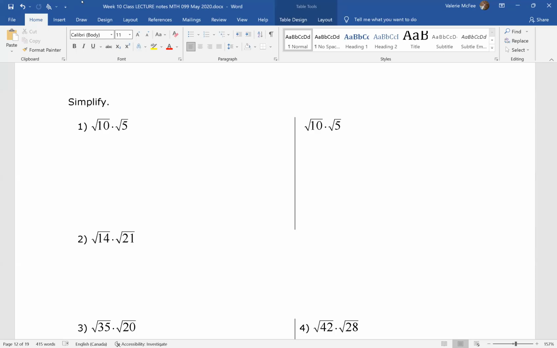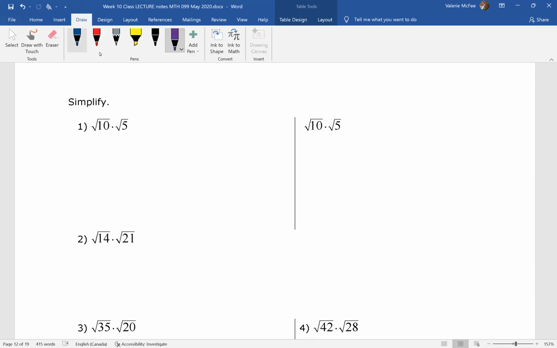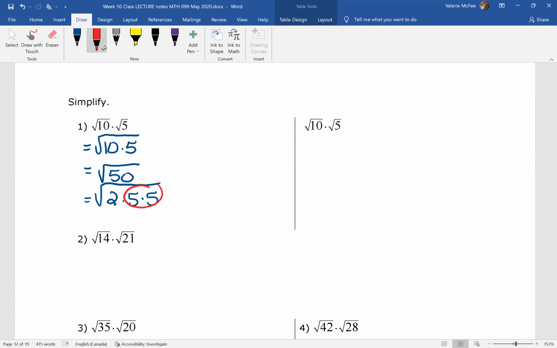We've already talked about a product rule for radicals. We said when you have the same index, you can multiply the radicands under the same root sign. So for this question, I would have the square root of 10 times the square root of 5 equal to the square root of 10 times 5, or the square root of 50, which I hope you recognize can be simplified. If we prime factor 50, we see that the index is 2, and I have 2 factors of 5 that we can take out.